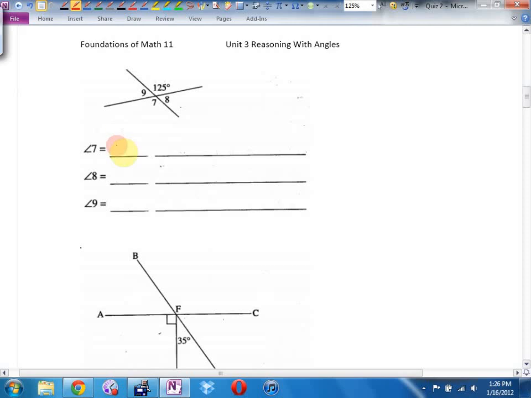Angle seven, 125 degrees, vertically opposite. Angle eight, 55 degrees, supplementary or angles on a line. Angle 9, 55 degrees. You could go vertically opposite, you could go supplementary, you could go angles on a line, you could go angles at a point. But vertically opposite got you there without having to do any subtraction.